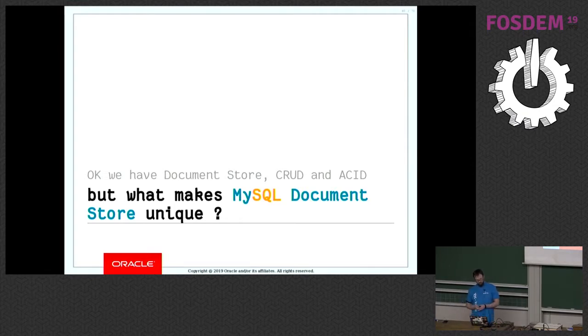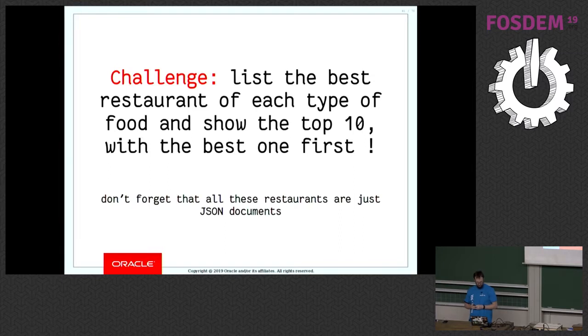So it's cool, right? But, so we have document store, we can store our documents. We have CRUD operation, so we can add, remove, we can use all that data without playing with SQL. It's ACID, perfect. We have the durability that it's missing sometimes on the other document store. But what makes the document store of MySQL that unique, right?